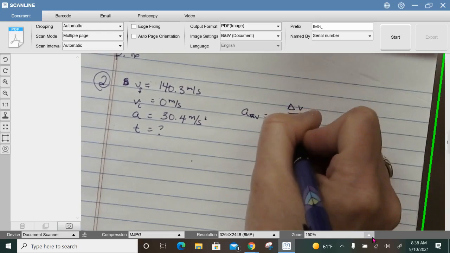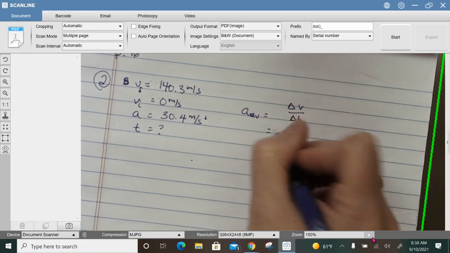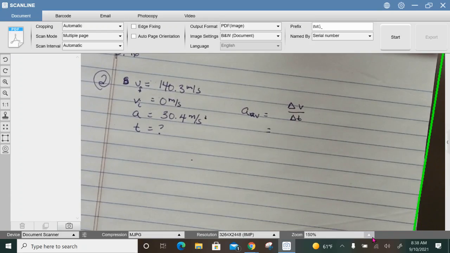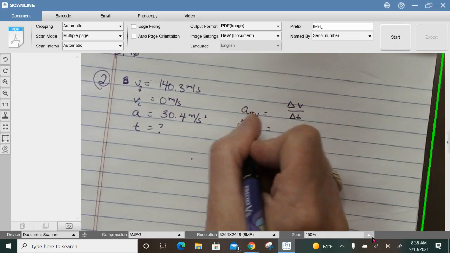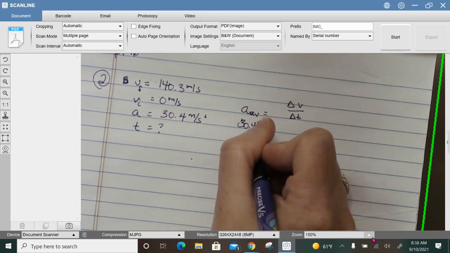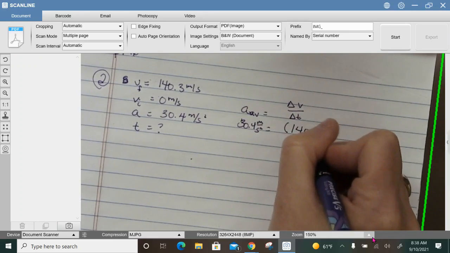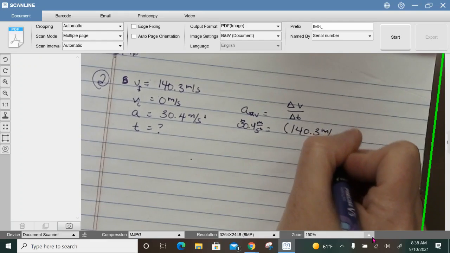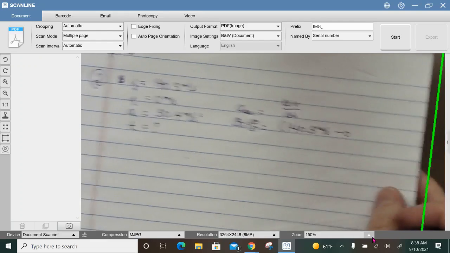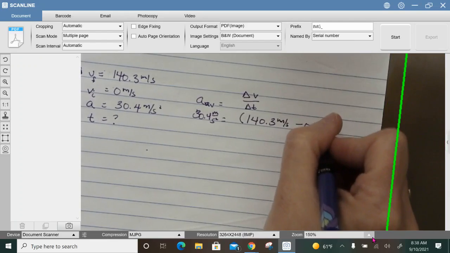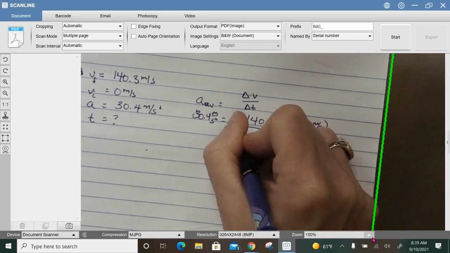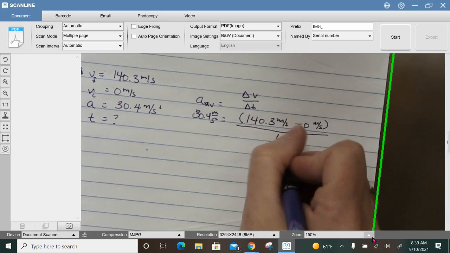Remember, it's change in v over change in t. What are we finding? We're finding time. We know acceleration, that's 30.4 meters per second squared. We know final velocity is 140.3 minus 0. And we know the time is what we're looking for.